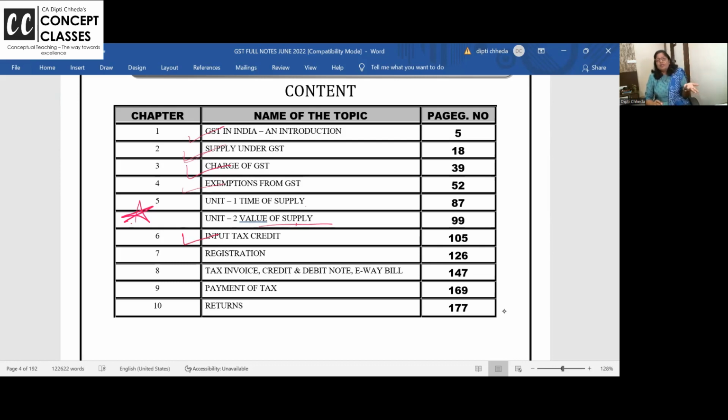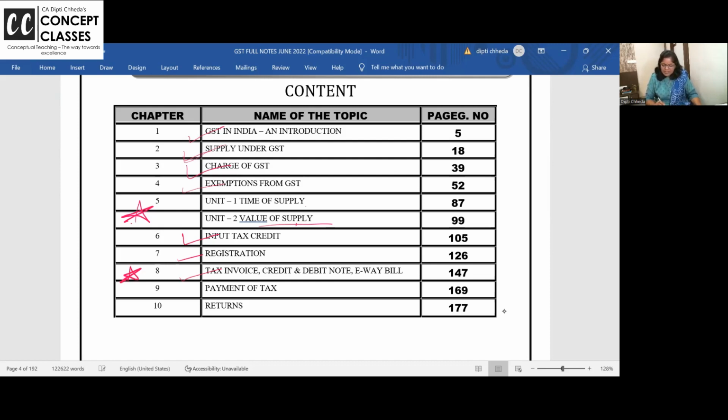Name of the chapter: input tax credit, already I told you. Can I take input tax credit? Yes. Conditions, we will study it. Okay. When should I get myself registered? When turnover crosses 20 lakhs, limits and all are here. Documents used in GST. Compulsory one question.